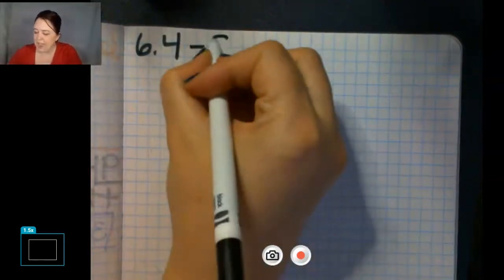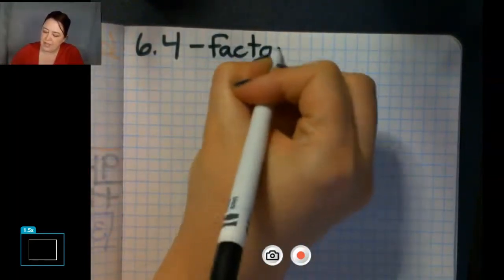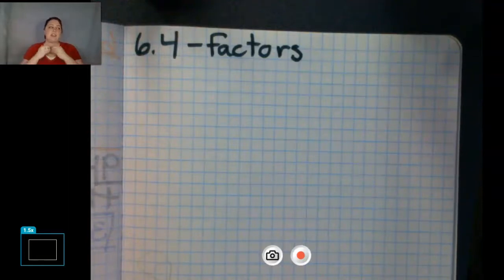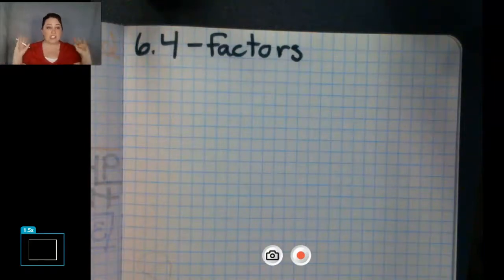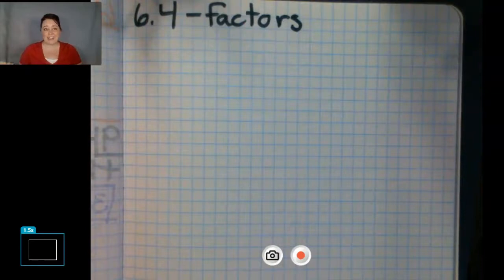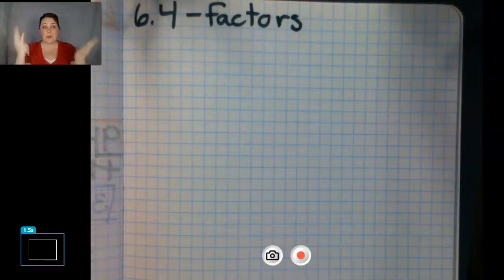6.4 is dealing with factors. Now, yesterday, we just learned rules of divisibility. Today, we're going to be applying those when we try and find the prime factorization of many of our numbers. There's a couple vocabulary words that you might not recognize. The first one is prime number. All of our numbers, just like our letters, are separated into categories because we like to categorize things. Those two categories are composite and prime.